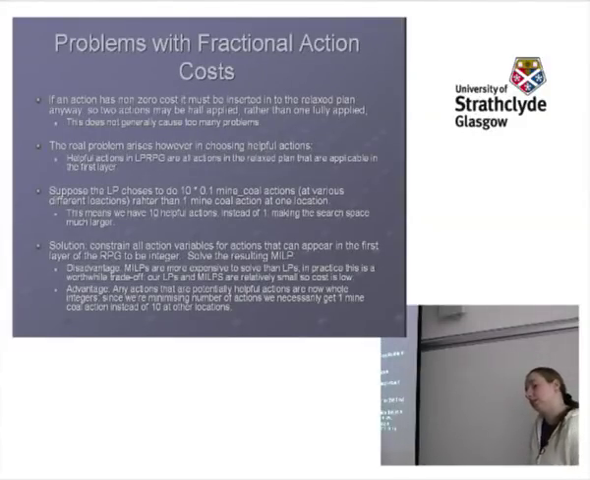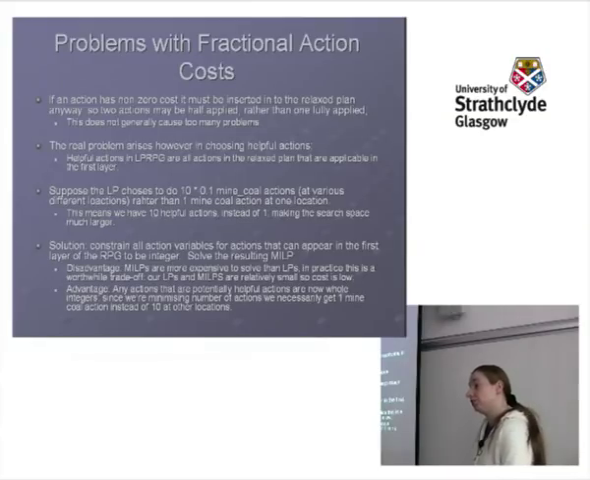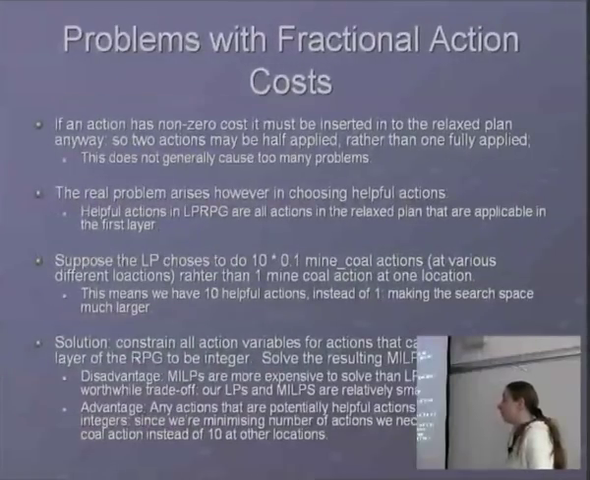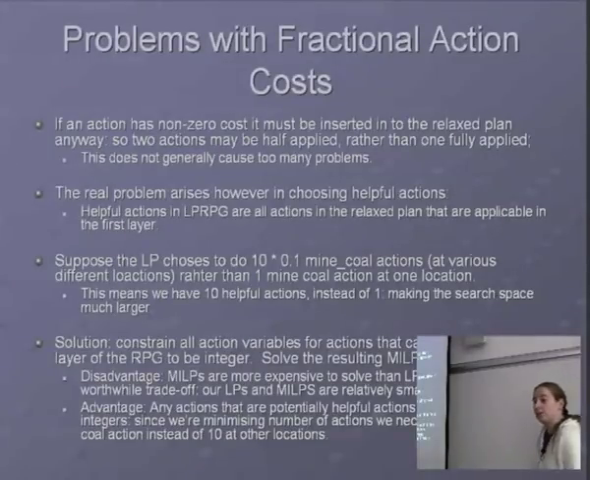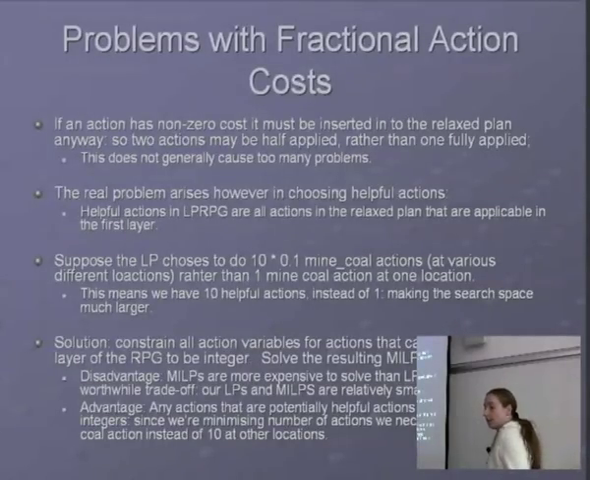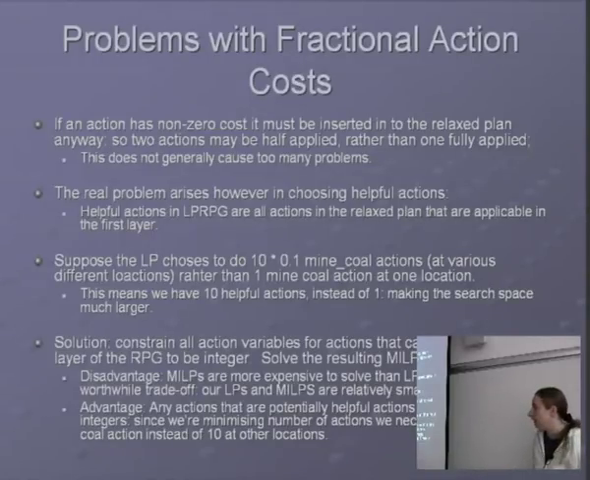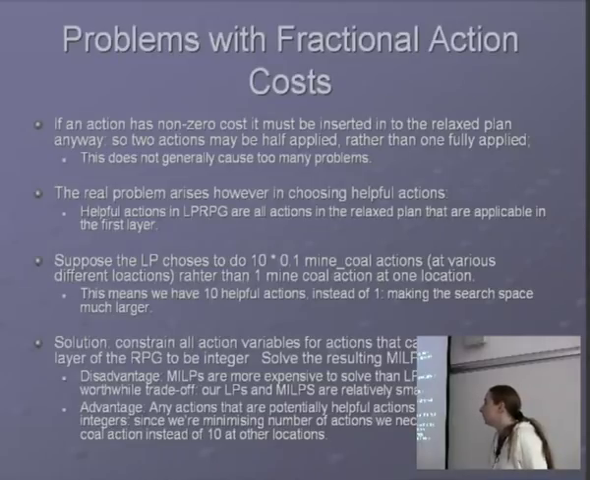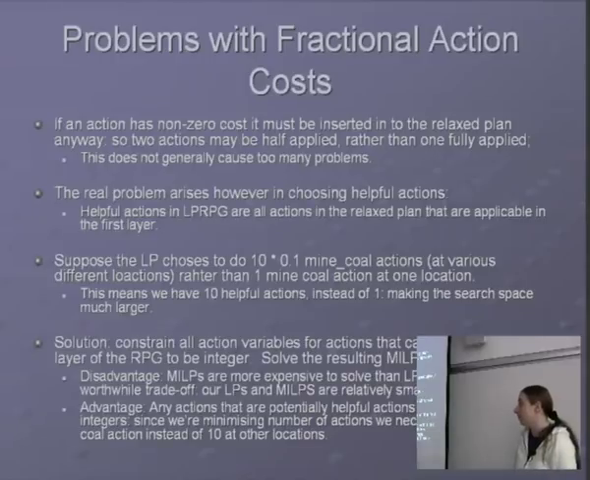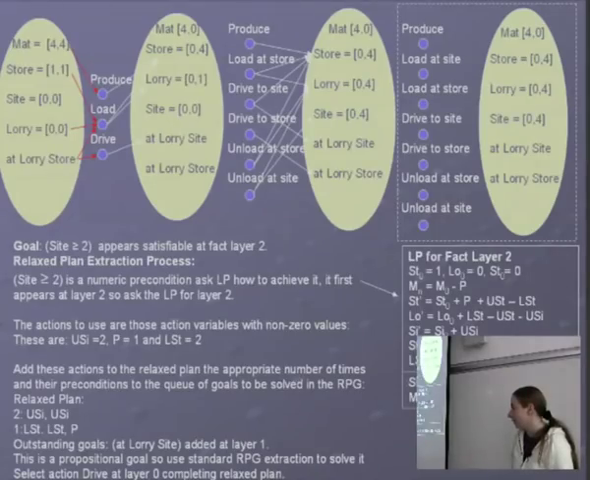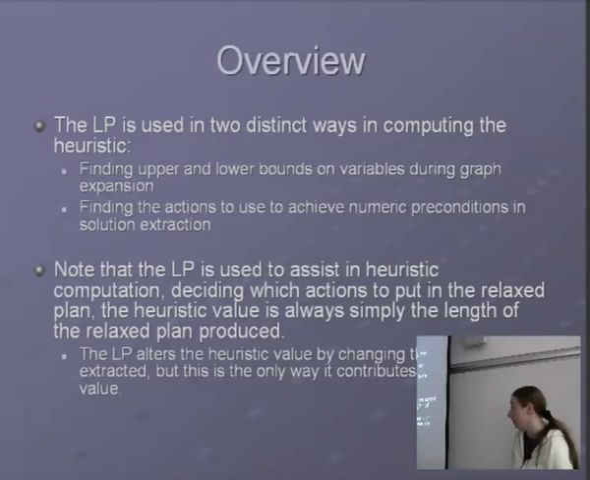So I discussed earlier that we have fractional action costs. So an action can appear in the plan 0.1 times. In general, it doesn't cause too many problems. But when we're looking for helpful actions, it does cause us problems. So again, helpful actions, just the same as FF, are actions that appear in the first layer of the relaxed plan. So here we had load at store, produce. So we did have to produce, which is good.